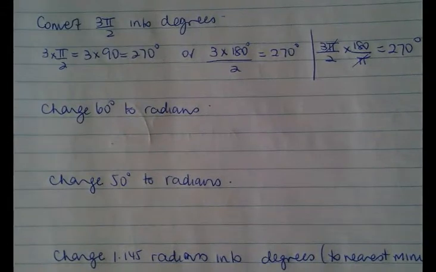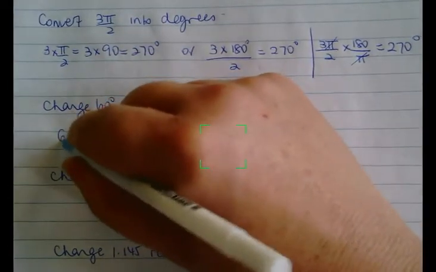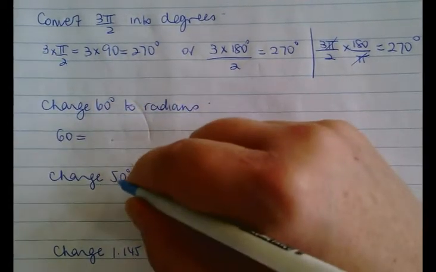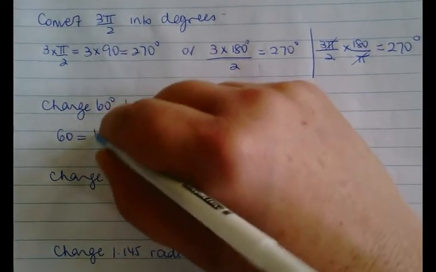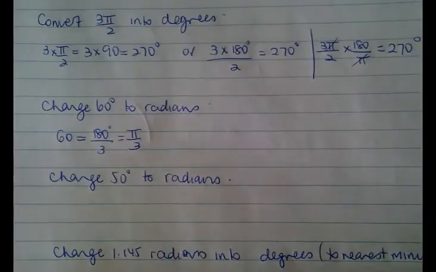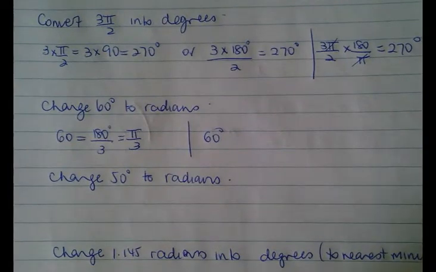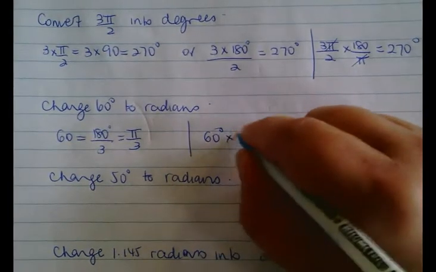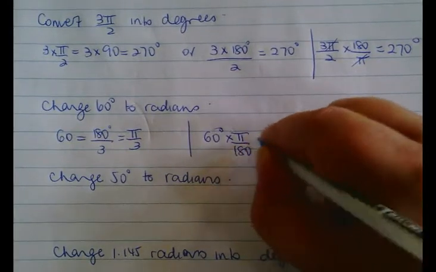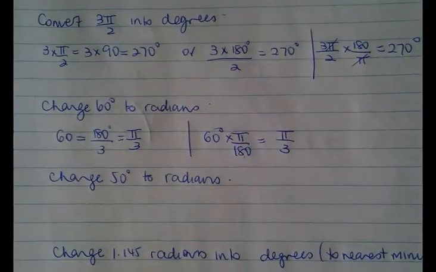Now, the next one, to change 60 degrees to radians. For me, I would just say that's 180 on 3. Do you know what I mean? I would just use mental methods to know that that's pi on 3. But if you want to use the new method, how do you change to radians? Times by pi on 180. And 60 on 180, you end up with a 3 on the denominator.